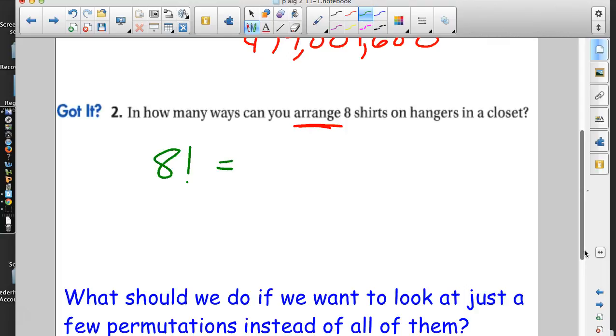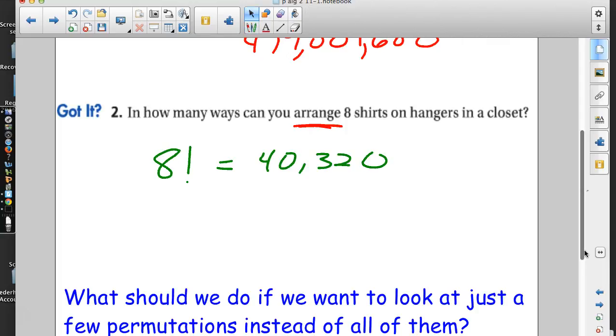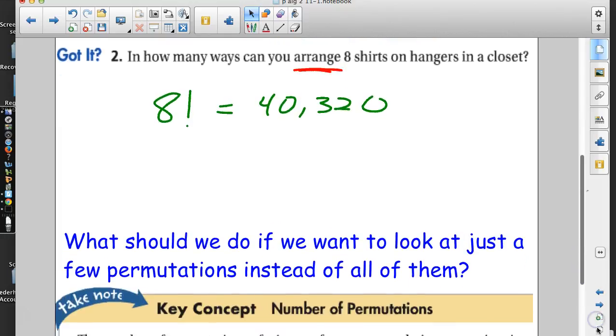So 8 factorial was 40,320 different ways. What we have to be careful about is that right now, we're not having to choose between permutations and combinations. Most of the stuff we've talked about so far, in fact all of it, has just been permutations. But watch out for words like arrange and order, where they're saying specifically to place things this way.